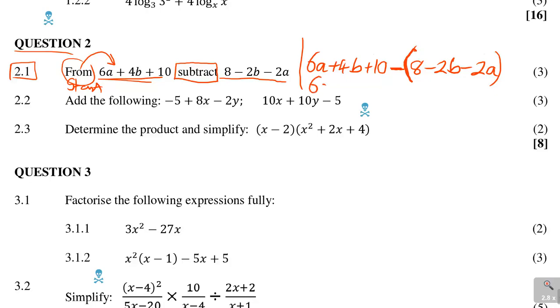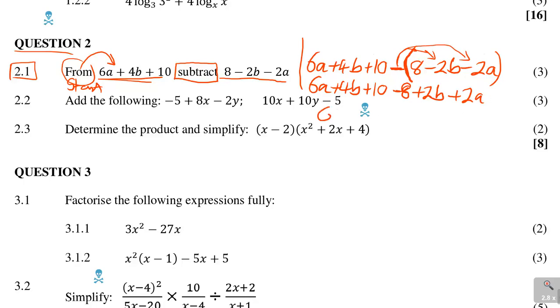So you'll have now your 6a plus 4b plus 10 minus 8. Now see, it's minus 8, which was already negative, but the negative affects that to become plus 2b because it's minus minus. Again, that negative affects the other negative to become plus 2a. That's what they wanted to catch you on there.